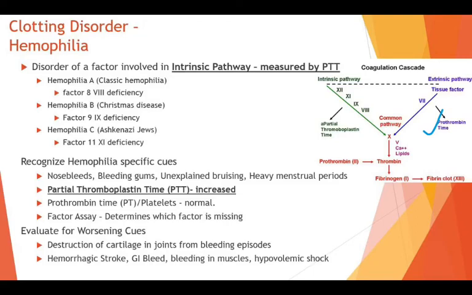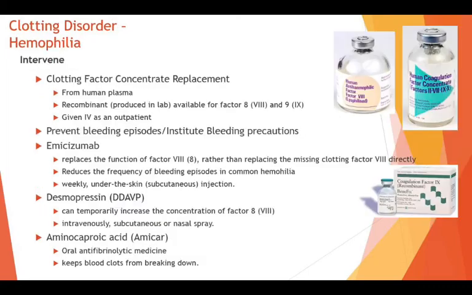Worsening cues are just multiple bleeding episodes causing big bleeds or destruction of the cartilage. But again, really the major thing I want you to remember about hemophilia, whether it's hemophilia A, B, or C, is that it's just a missing factor. And so what do we do to treat it? We give you your factor back, whatever factor you are missing. They can replace factor 8, factor 9, you can replace all these factors.